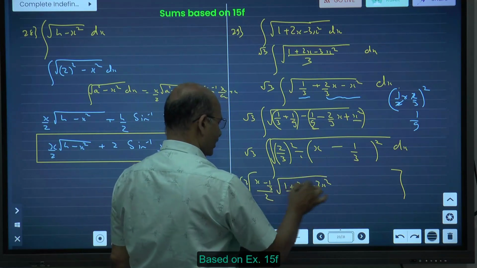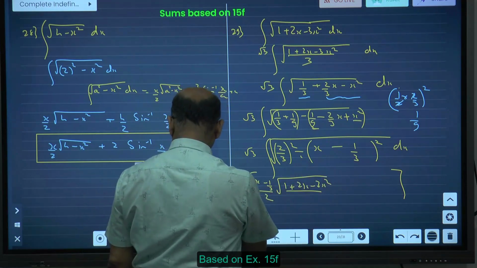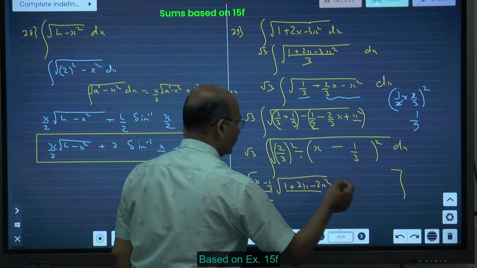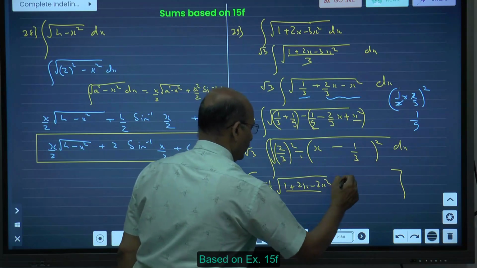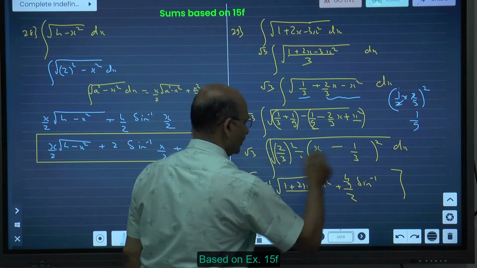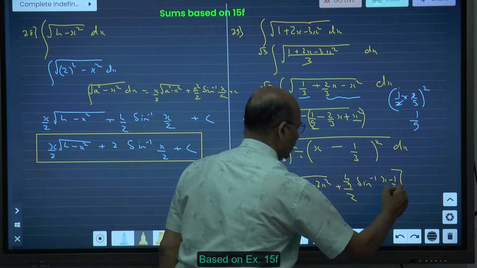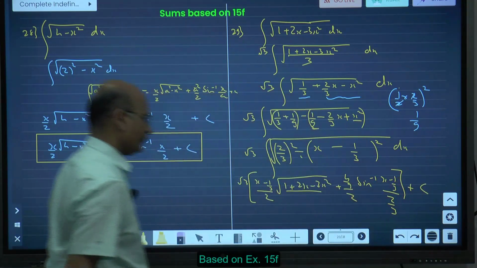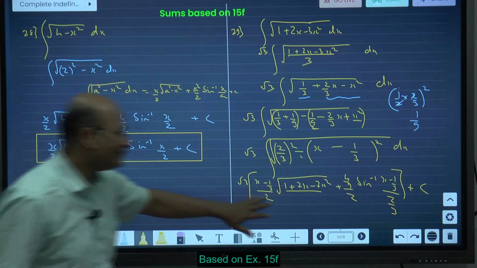So a square minus x square, then what happens now? Plus what? A square by 2. What is a square by 2? 4 by 9 upon 2. This will become sine inverse x by a plus c. Now, I think I leave the simplification for you.